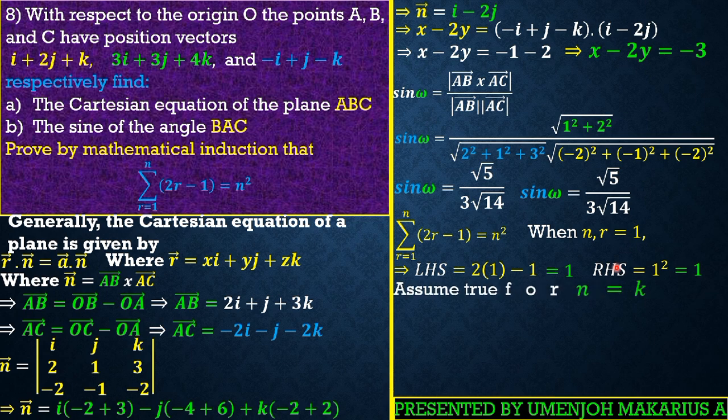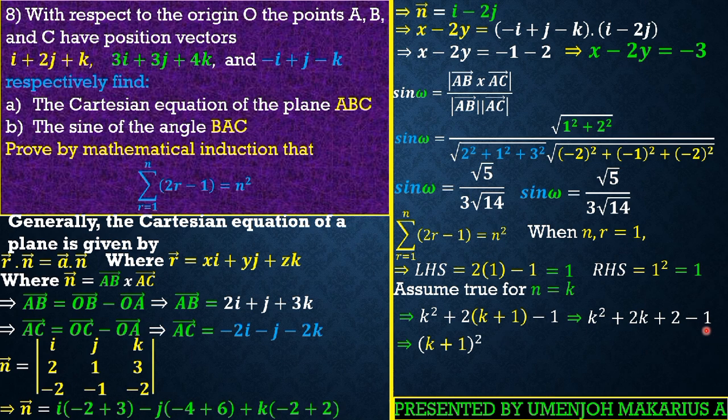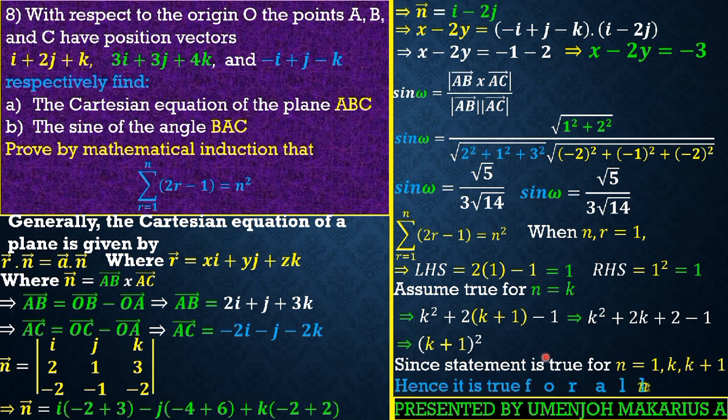Now, if we assume that the statement is true for n equal to k, then we add the induction hypothesis. That means we are going to have k squared plus 2 into k plus 1 minus 1. Simplifying these gives us k squared plus 2k plus 2 minus 1. Simplifying, we have k squared minus 1, all that squared. Since we are able to substitute n with k plus 1, the statement is true for n equal to k plus 1. So we can conclude that since the statement is true for n equal to 1, n equal to k, and k plus 1, then it is true for all values of n greater than or equal to 1. So, guys, that's it.